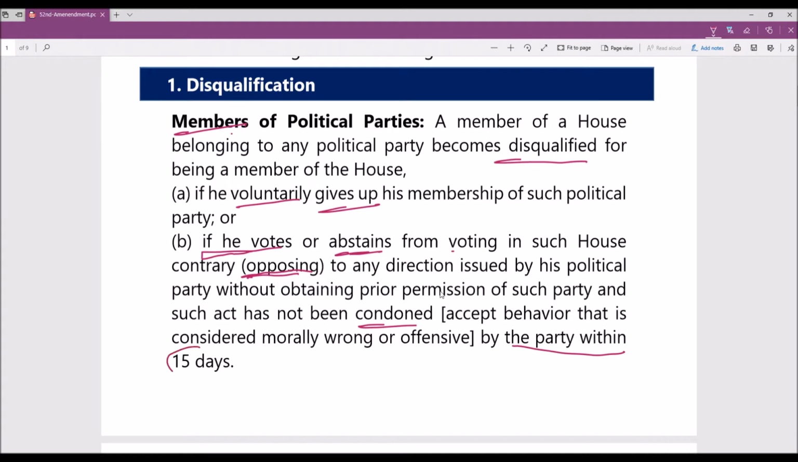So how does one get disqualified? When he voluntarily gives up the membership, or if he abstains from voting in the house contrary to the direction issued by his political party. He is not voting in favor of the party, so he becomes disqualified. But if the party condones it within 15 days, he remains a member of the party, meaning he is not disqualified.